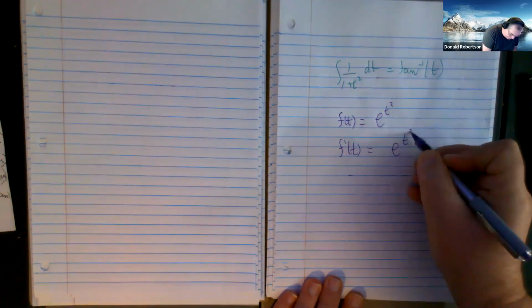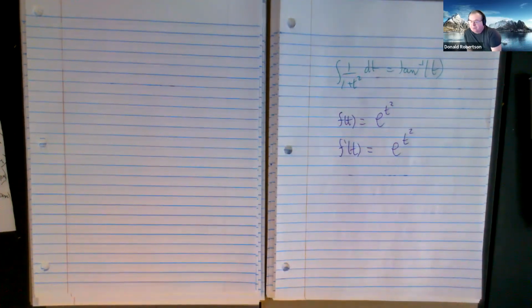Some little things catch people out. I'm using t rather than x. If I asked you to differentiate this, the answer is not just e to the t squared, is it? What's missing? 2t. You know, little things like that can catch you.